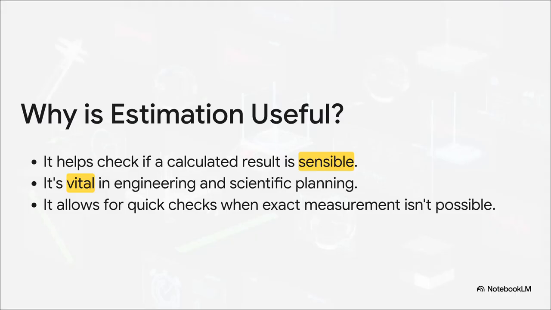And listen, this isn't just a fun little puzzle. Estimation is an absolutely crucial skill in science and engineering. Think of it like a sanity check. If you do a super complex calculation and your answer is way off from your initial estimate, you know you probably made a mistake somewhere. It's essential for planning projects and for those times when you just can't get an exact measurement.